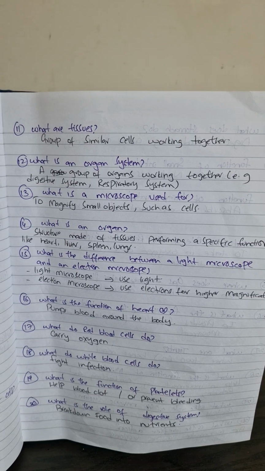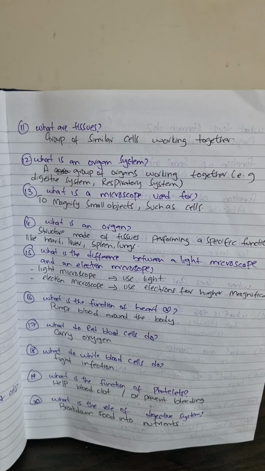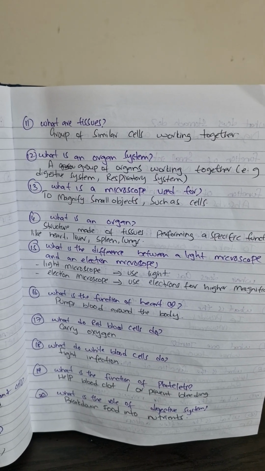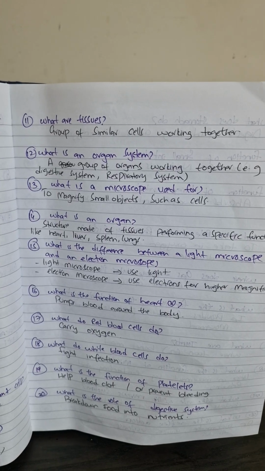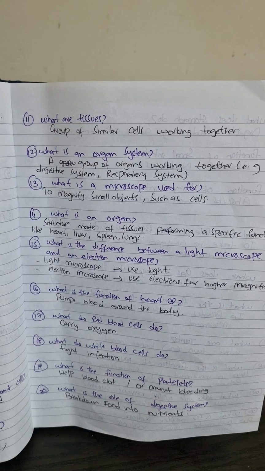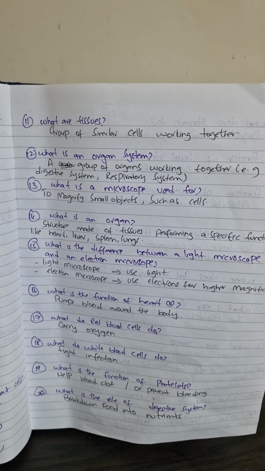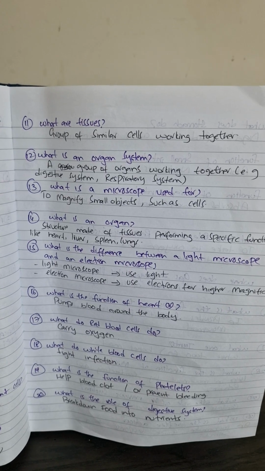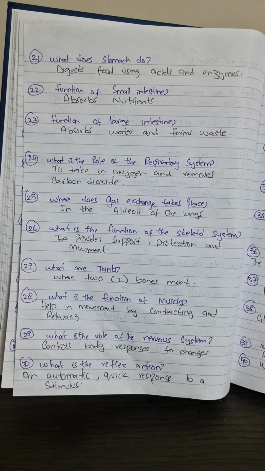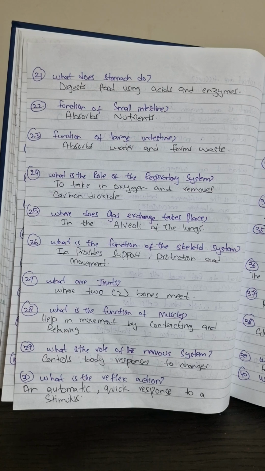What do red blood cells do? Answer: they carry oxygen. What do white blood cells do? Answer: they fight infection. What is the function of platelets? They help blood clot or prevent bleeding. What is the role of the digestive system? It breaks down food into nutrients. What does the stomach do? Answer: it digests food using acids and enzymes.